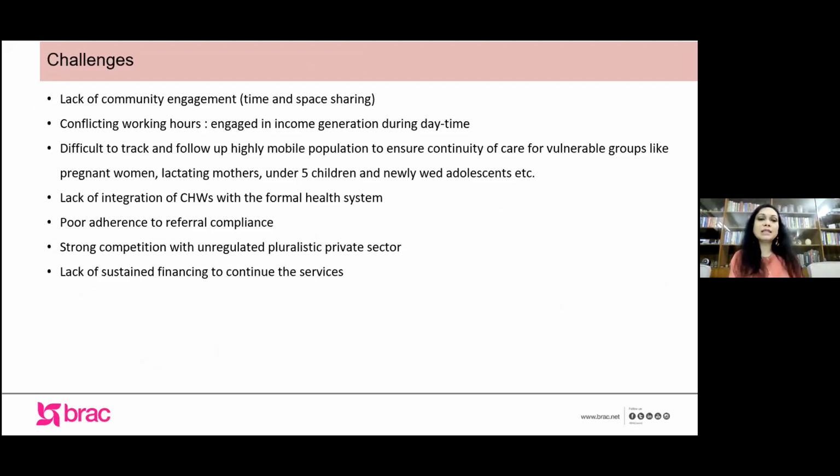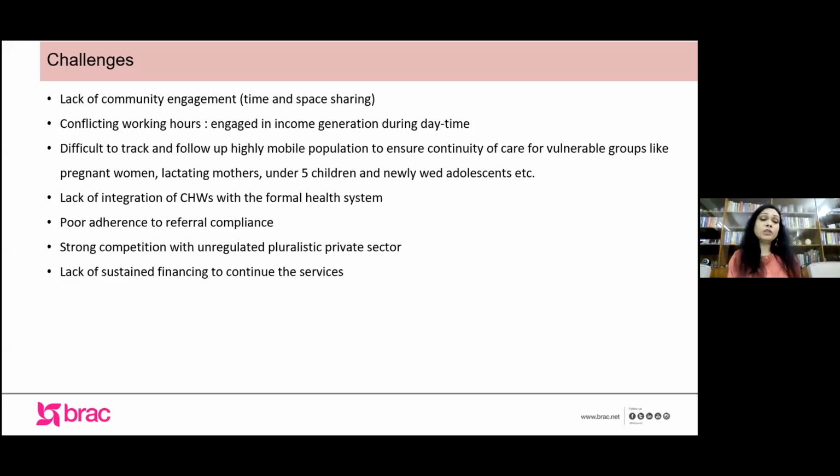Challenges in the urban slum space are that it is hard to engage the community, because everyone is working, mostly the women and the slum dwellers, who are either domestic workers or garment workers. So it's very difficult to find them at daytime, and space in the slum areas is very difficult to manage, to talk to them in very tiny areas. And there are conflicting working hours, as I told you that men and women both work at daytime, so sometimes we have to connect with them either through mobile or in the evening for some services.